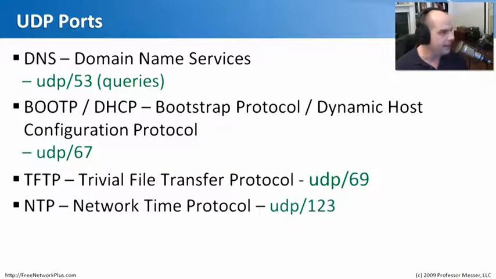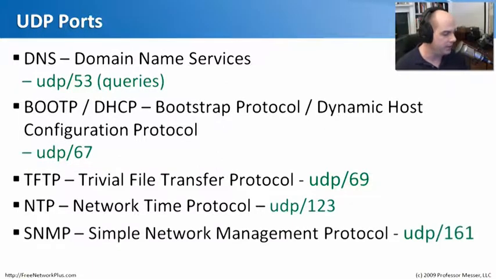NTP is a network time protocol. This is used by our client machines to be able to update the times and keep synchronized around the world. And that uses UDP port 123. It's good for time. And SNMP is Simple Network Management Protocol. If you are querying network devices to obtain information about their uptime, total amount of throughput, it is a management protocol, and it uses UDP port 161.